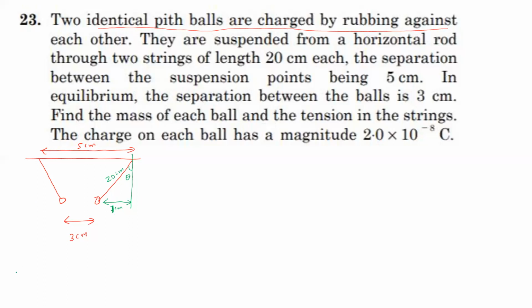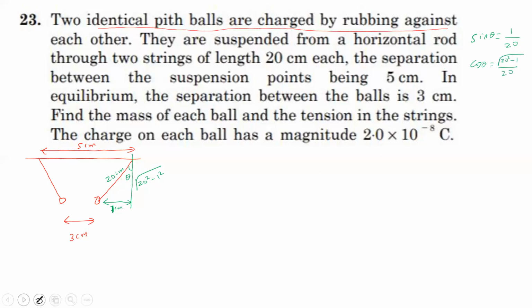From this we can get sin theta. Sin theta is opposite by hypotenuse, 1 by 20. Sin theta is 1 by 20. Here if we simplify, we can get the adjacent side as square root of 20 square minus 1 square. From this we can get cos theta, which is adjacent by hypotenuse. So square root of 20 square minus 1 square divided by 20 is cos theta.